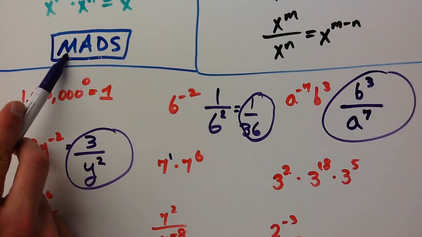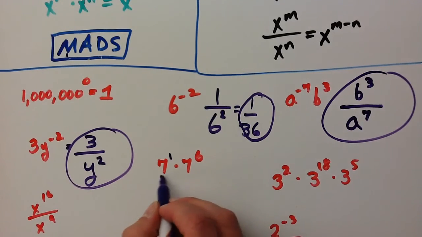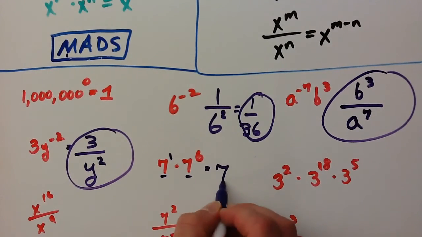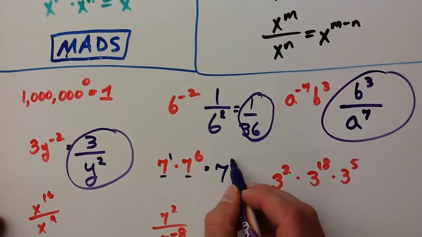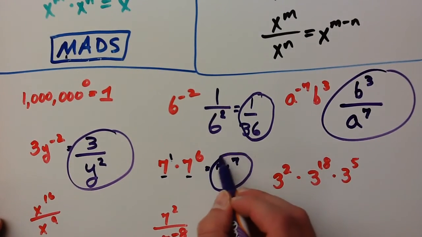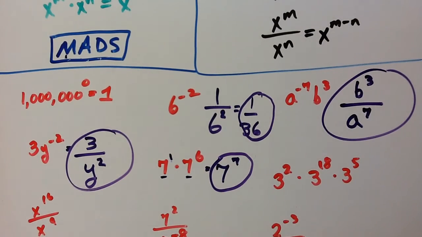When multiplying powers with the same base, we keep the base, which is 7. So I'm going to keep the base, and I will add the exponents. 1 plus 6 is 7. So my answer is 7 to the 7th.